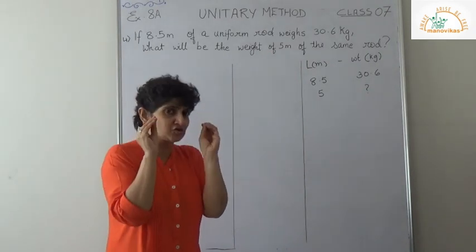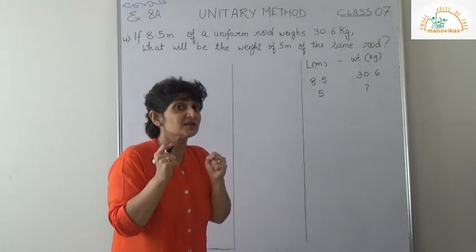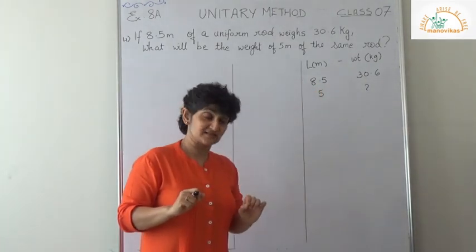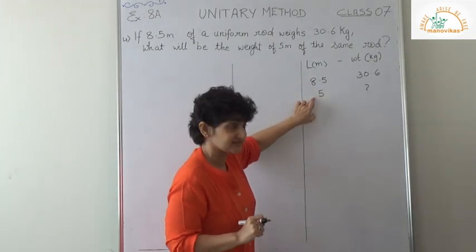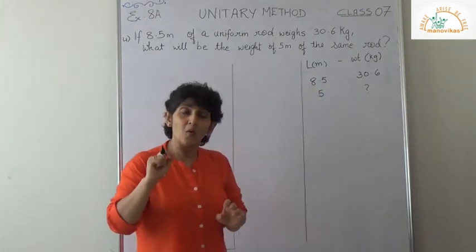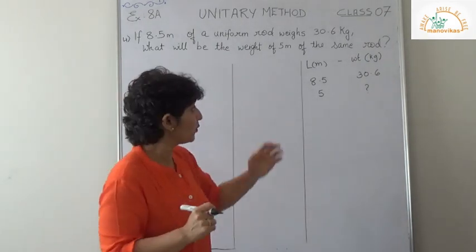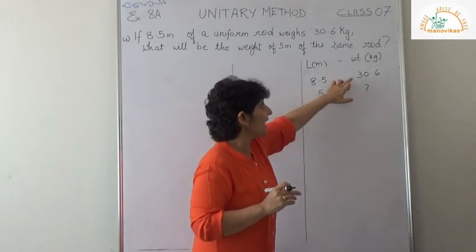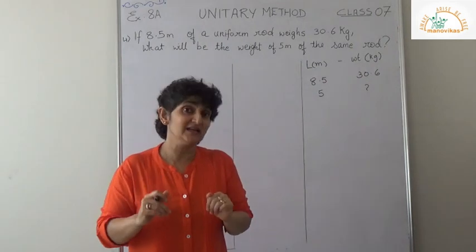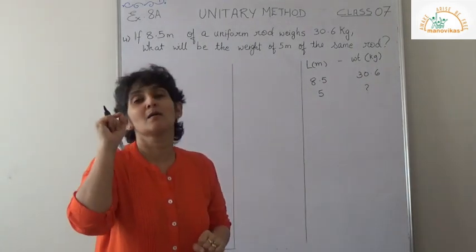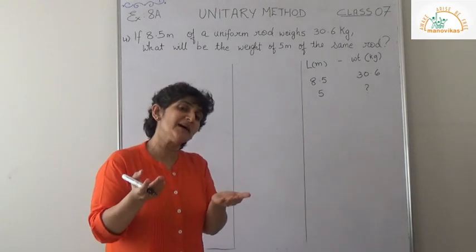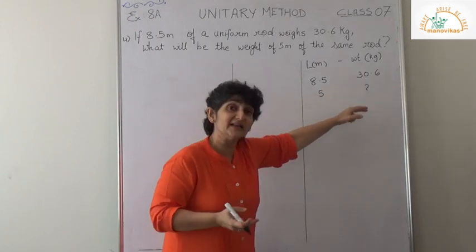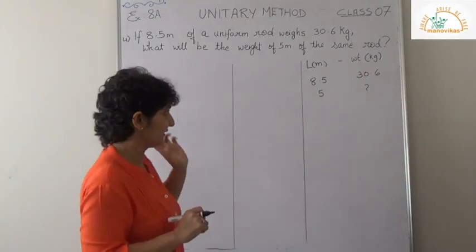Now, children, just to make sure you're confident whether your answer is right or wrong: 8.5 is the length, the weight is 30.6. 5 meter is less. So definitely the weight also should be less. Whenever you compare two quantities like these, if this is less and here also it becomes less, we call this direct proportion. What do you mean by direct proportion? When one quantity decreases, automatically the other quantity also decreases.